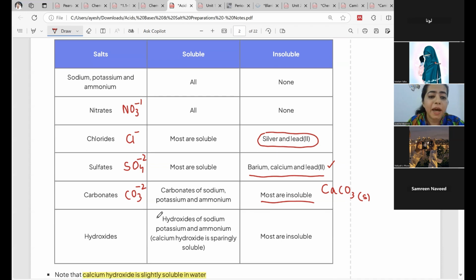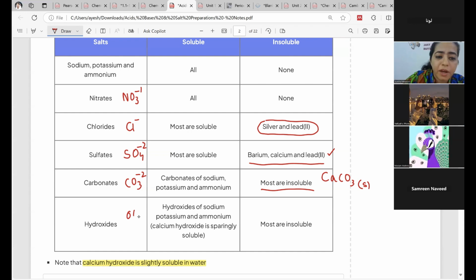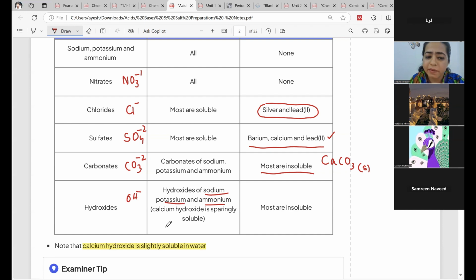Okay. Then hydroxide again means the OH negative ions are present. So most of the hydroxides will be insoluble. Only the sodium, potassium, and ammonium will be soluble. And calcium hydroxide is slightly soluble in water. Okay, not much, just slightly soluble in water.